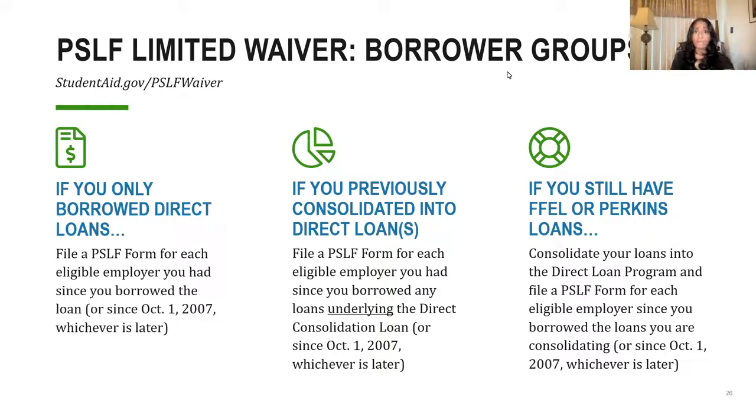But if your loans are pretty much the same and they're all direct, then all you want to do is make sure you got a PSLF form in. If you already consolidated into the direct consolidation loan program, so you had Fell or Perkins loans, but now you're consolidated, you want to get forms in for the time prior to consolidation, because now you can get credit for that time. And if you still have Fell or Perkins loans, you have the most to do, right? Because you have to consolidate and get that form in by October 31st of this year. Next slide.